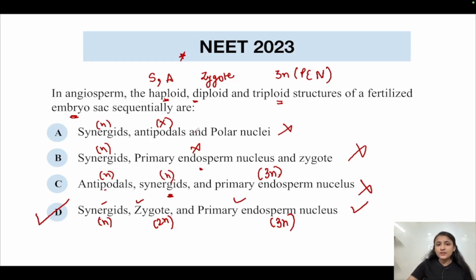Let us write the properties of the other options also, which we have missed out. Polar nuclei are N plus N structures, and when they fuse together, they form a 2N structure. Antipodals are N. The primary endosperm nucleus is 3N and the zygote is 2N. So N, 2N and 3N, that is first haploid, second diploid and third triploid structure, occur only in this sequence in option number D, which gives us our correct answer.